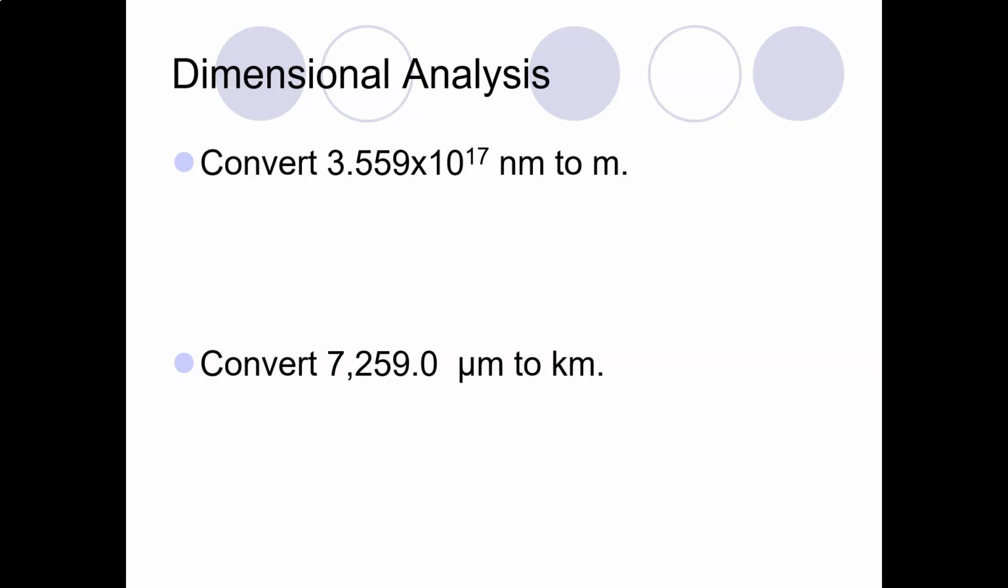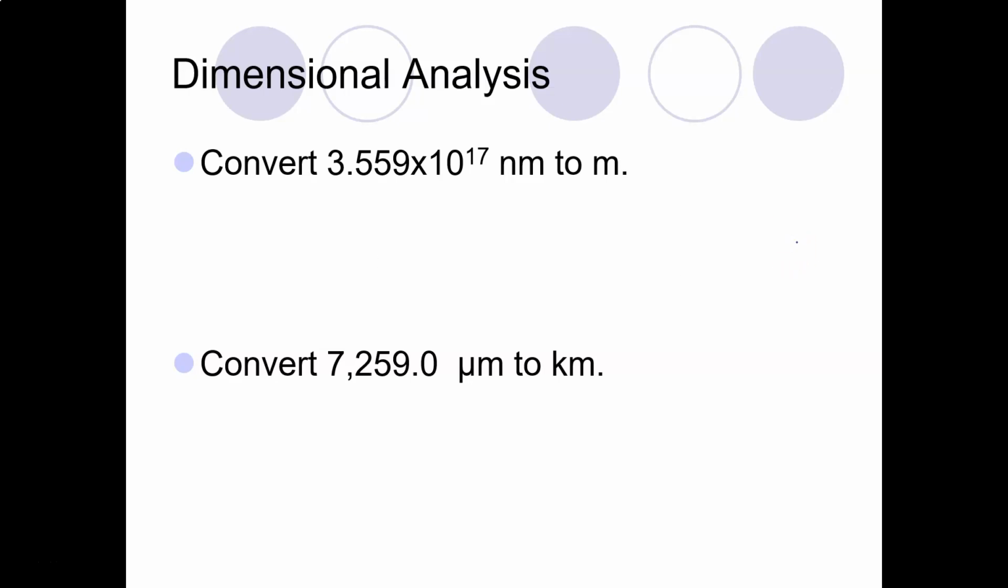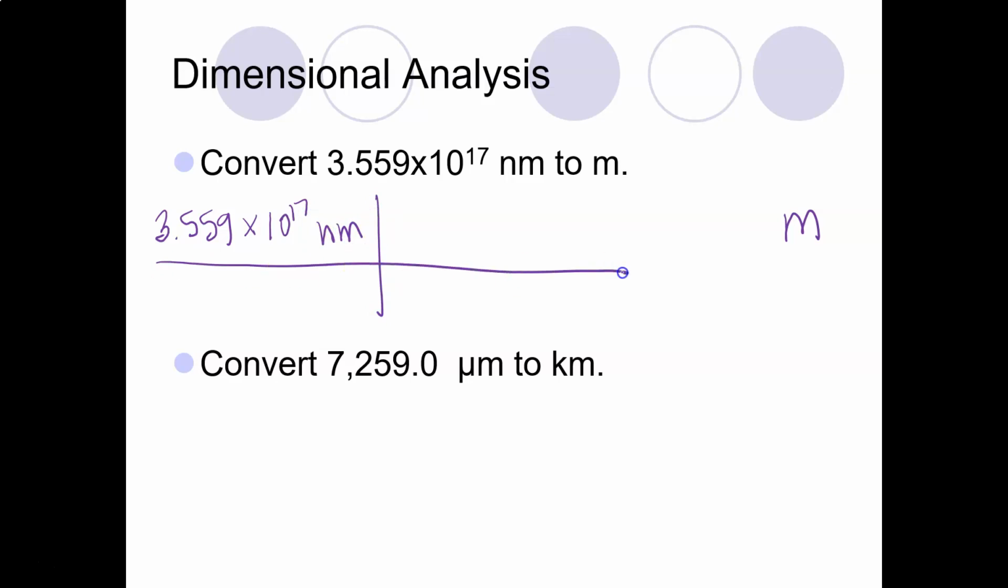So the first question: convert 3.559 times 10 to the 17th nanometers to meters. Well, I want to solve for meters. So I'm going to, no, sorry. I'm yelling at myself, not you. Meters. And I'm starting with 3.559 times 10 to the 17th nanometers. And now I need to do the math.